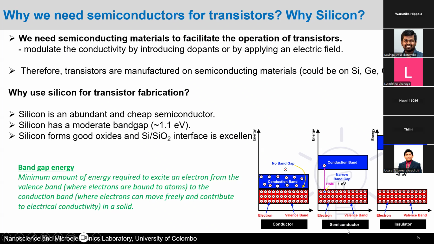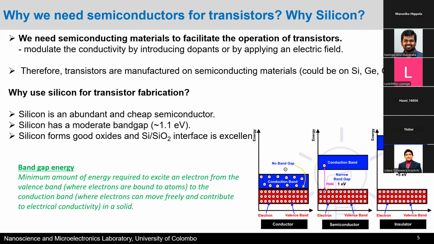But semiconducting materials actually have a very reasonable band gap, around 1 to 2 electron volts. So the electrons in the valence band can get excited by thermal energy and then move on to the conduction band. So that means there are certain electrons in the conduction band that are free to move around due to thermal energy. And this number of electrons can then be modulated by either applying dopants or by applying an electric field to semiconducting materials, right?